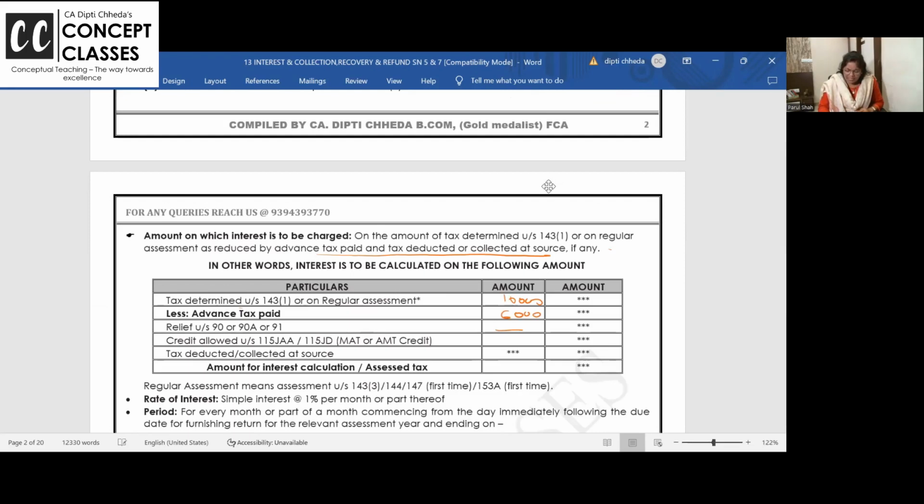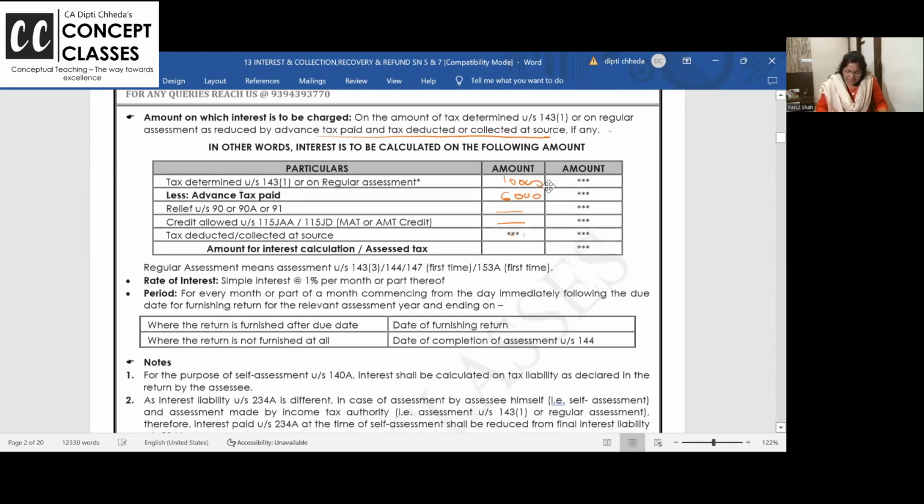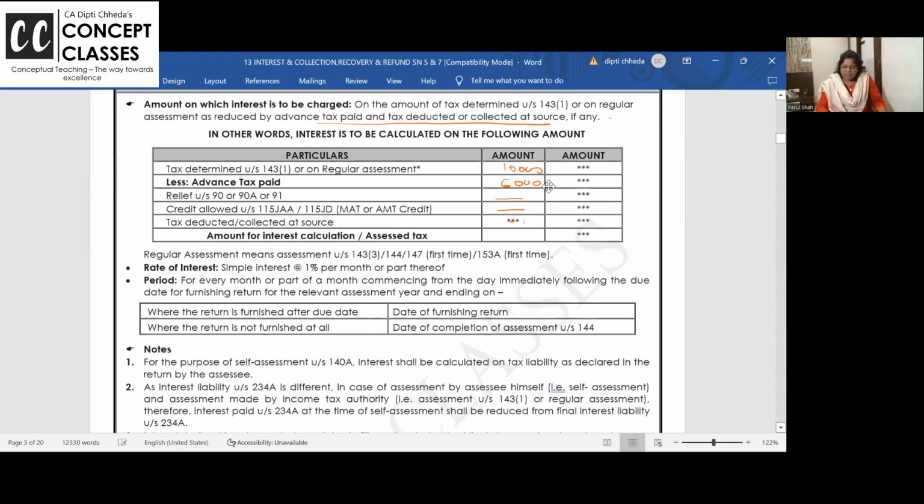और कोई रिलीफ नहीं है, मैट का क्रेडिट नहीं है, अगर टीडीएस है तो वो भी ले लो. Considering all this, what is your self-assessment tax? On that, interest will be charged at the rate of 1% from the date of furnishing the return till the date of completion of the assessment.